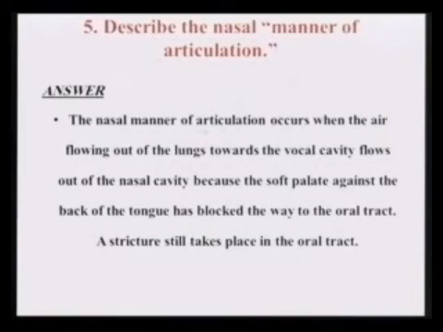So we'll describe the nasal manner. It occurs when the air flowing out of the lung towards the vocal cavity flows out of the nasal cavity, because the soft palate against the back of the tongue has blocked the way to the oral tract. A stricture still takes place in the oral tract. That means the stricture, one of the distinctive features of the consonant, happens in the oral tract, in the cavity of the mouth, while the air comes out of the nasal cavity.